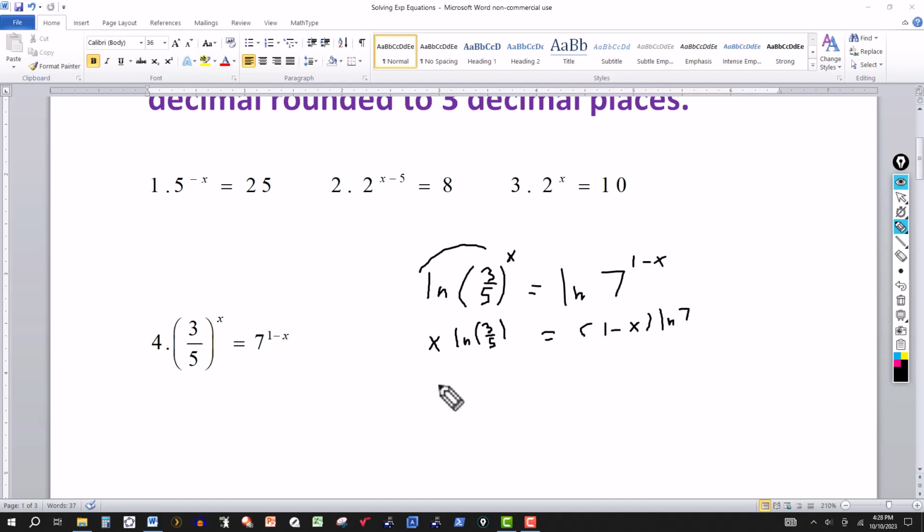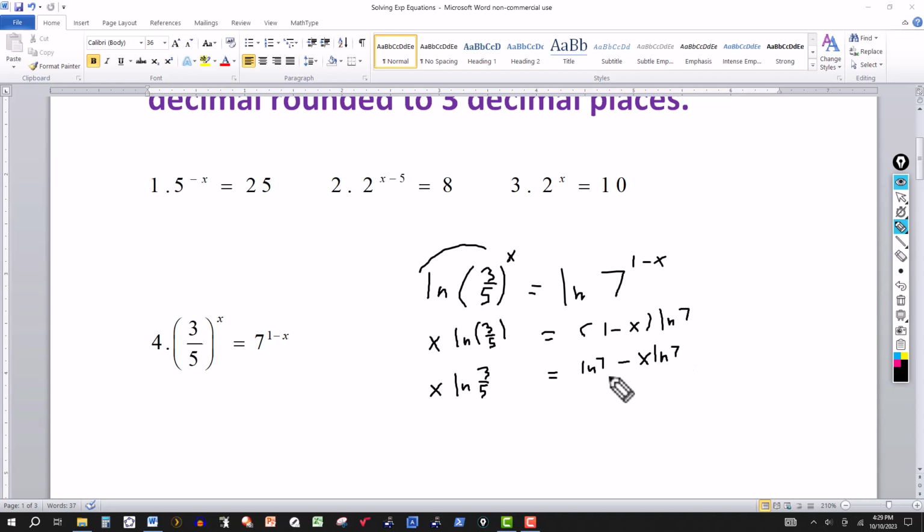Then I'm going to multiply here on the right side. Let me write this down here. So it's x natural log 3/5. Multiply here by natural log of 7 on the right side. So it's natural log of 7 times 1 is natural log of 7, and then times the minus x will give me a minus x natural log of 7.